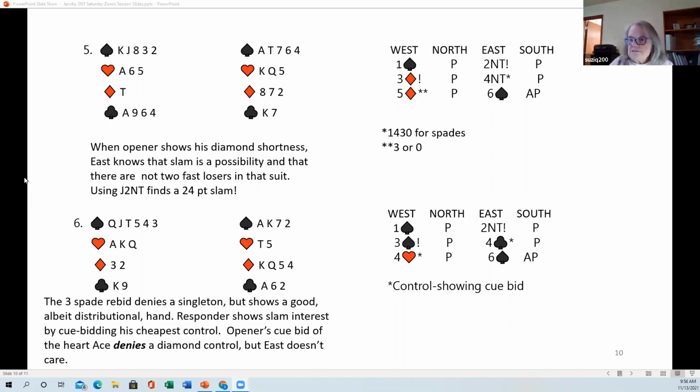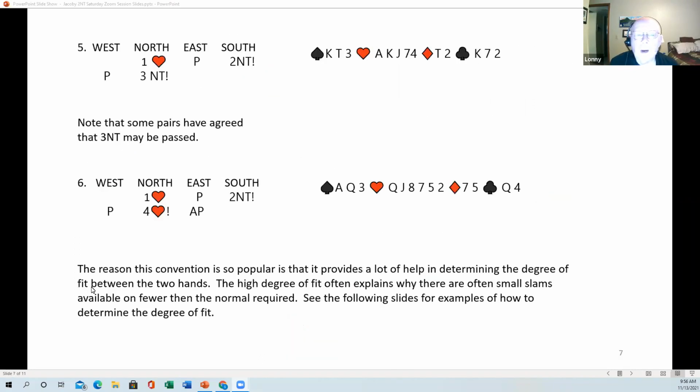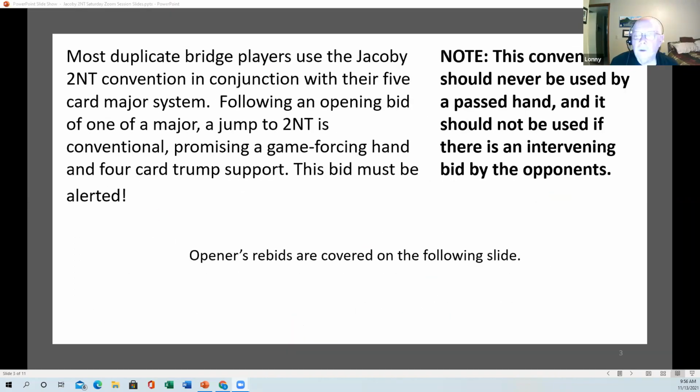I think we have a question from Lonnie, and then Dawn has the floor after that. Lonnie, go ahead. Thank you. Could we go back to the very first slide? I would like to get a little clearer on the parameters of what a 2 no trump bid response should look like. Oh, all righty.